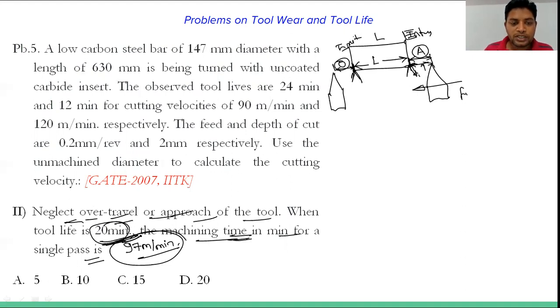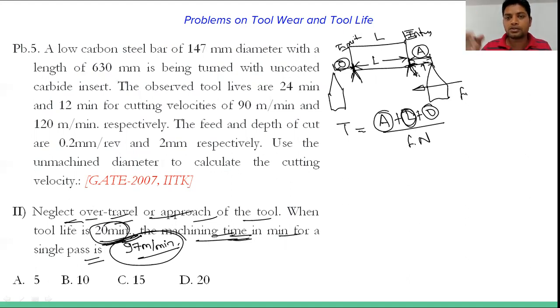We have to calculate the machining time in minutes for a single pass. The formula for machining time will be (A + L + O) upon F into N, that is approach plus total length travel plus over travel, where length travel means the length of the workpiece, which could be length or diameter. Since we are neglecting approach and over travel, this equation becomes L by F into N.